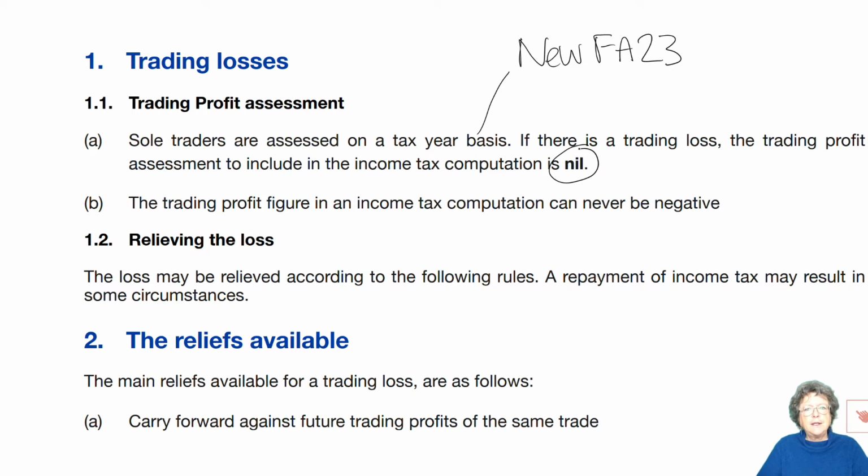Do not ignore a loss. Do not put the loss in and put brackets around it. You put either 0 or write in nil. It can never be negative. Never put a negative figure into a tax computation.